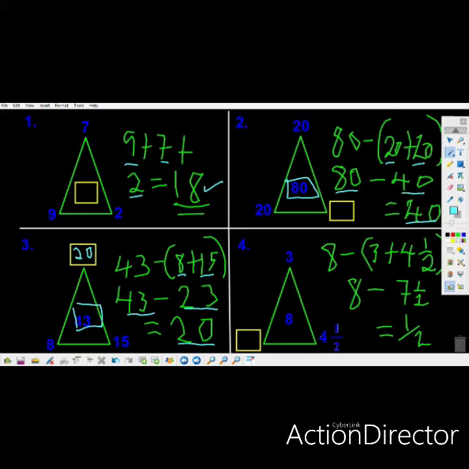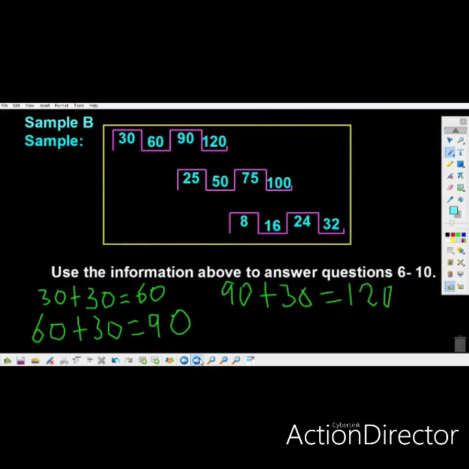Now let's move to number 4. Right, now here we're going to say 3 plus 4.5, that will give us 7.5. Of course, if we subtract it from the main answer, that is 8, it will give us half, that is 1/2. So our missing answer is 1/2, that is half. So now let's proceed to number 6 to 10.